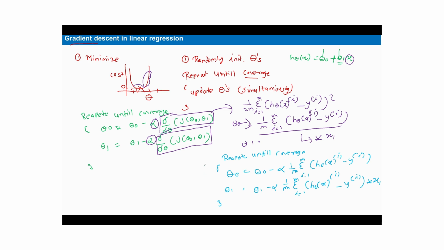So mathematically, gradient descent for univariate linear regression looks like this. I hope you got the idea of what gradient descent is. Just keep in mind that gradient descent is used to minimize the cost function. It minimizes by updating the parameters, and to update the parameters, this is the formula. Now we will go to the next.